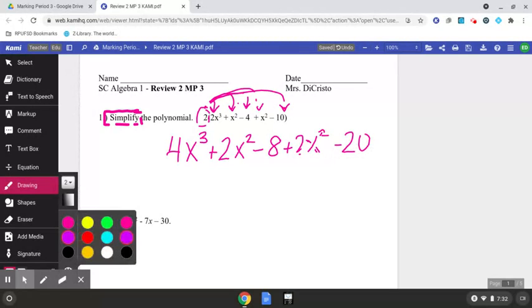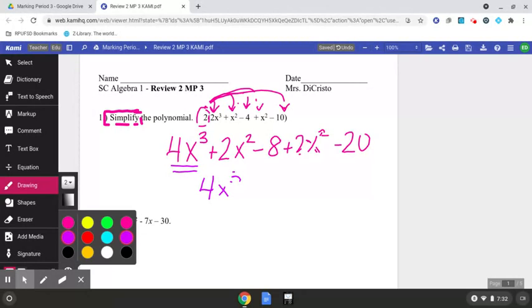So now that we've distributed, we're going to work on combining like terms. When we combine like terms, we look for terms with the same base and exponent. I always like to start from highest to lowest. So first we have this 4x cubed. We're going to bring it down and just rewrite it because there's no other term with an x cubed in it.